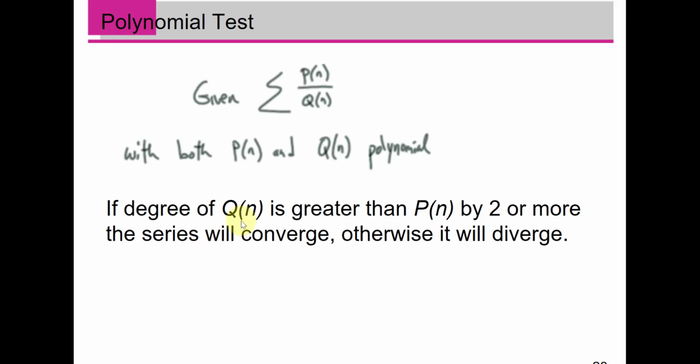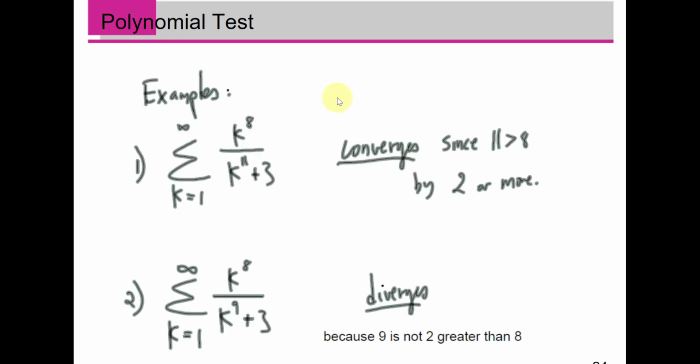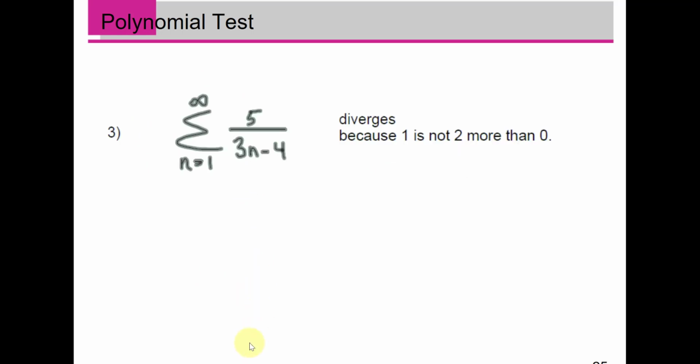If the degree of q sub n, the function on the bottom, is greater than p sub n, the function on the top, by 2 or more, the series will converge. Otherwise, it will diverge. If the difference between these is 2 or more, where the bottom is bigger by a degree of 2 or more, the series will converge. Otherwise, it will diverge. Here are some examples. You see the difference here is 3, and bigger on the bottom, so it'll converge. Here, the difference is only 1. It'll diverge.